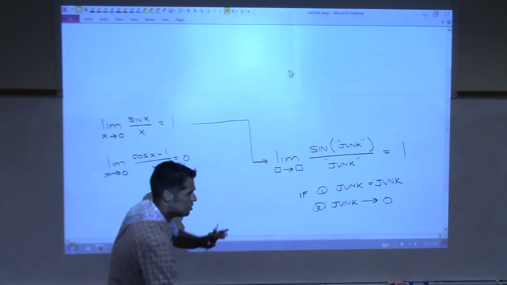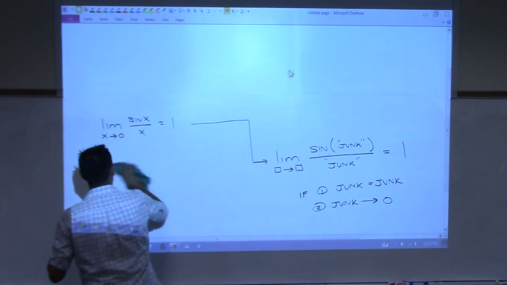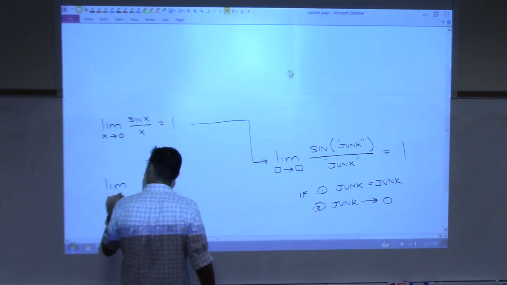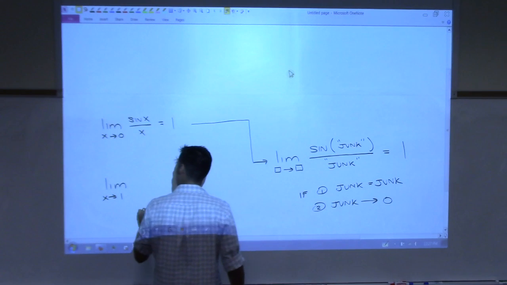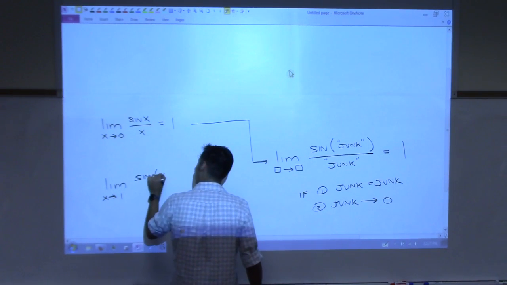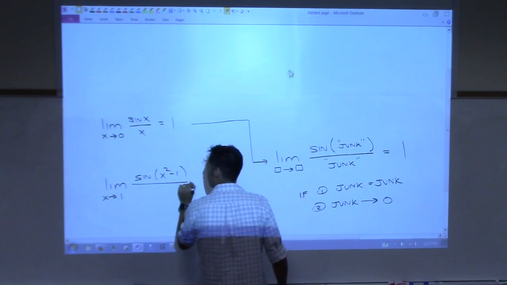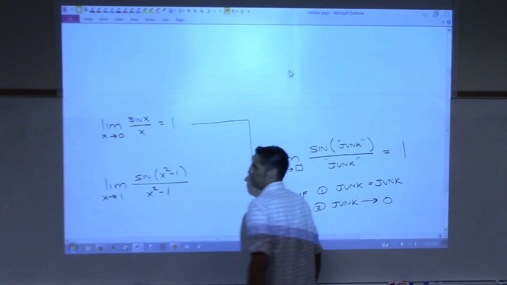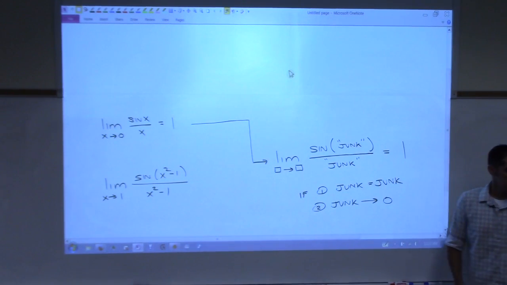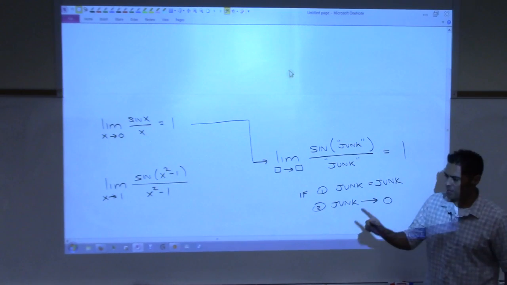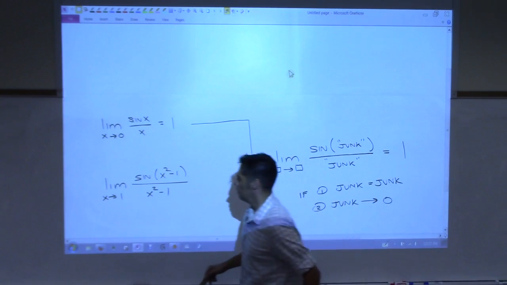Let me give you a different one, just so you can see it, all right? How about this? What is the limit as x approaches 1 of sine of x squared minus 1 over x squared minus 1? What is this limit? It should be 1.